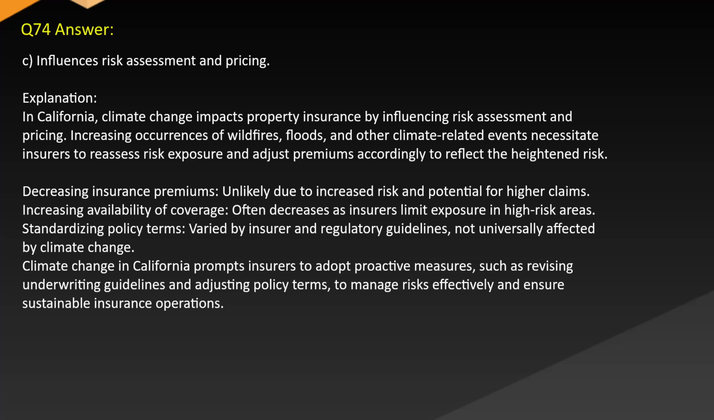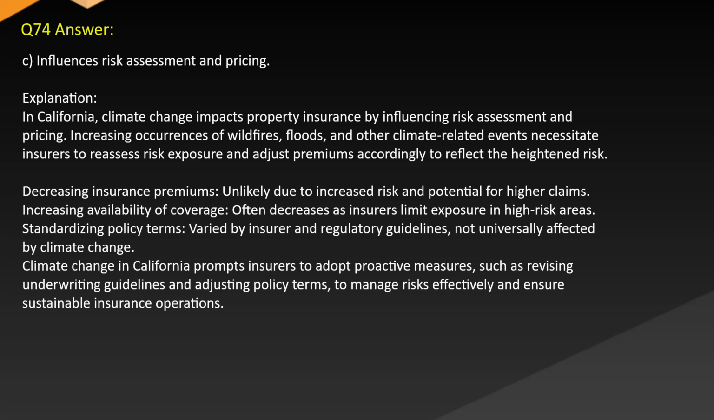Explanation. In California, climate change impacts property insurance by influencing risk assessment and pricing. Increasing occurrences of wildfires, floods, and other climate-related events necessitate insurers to reassess risk exposure and adjust premiums accordingly to reflect the heightened risk. Decreasing insurance premiums is unlikely due to increased risk and potential for higher claims.